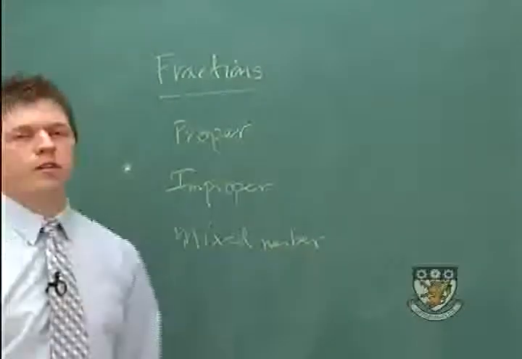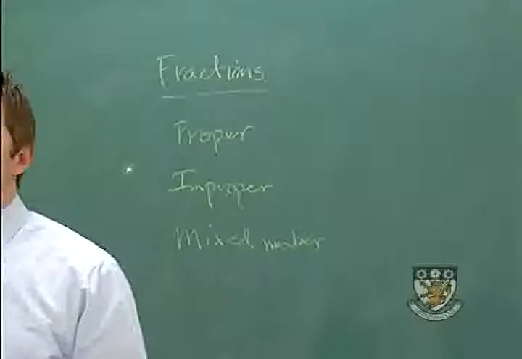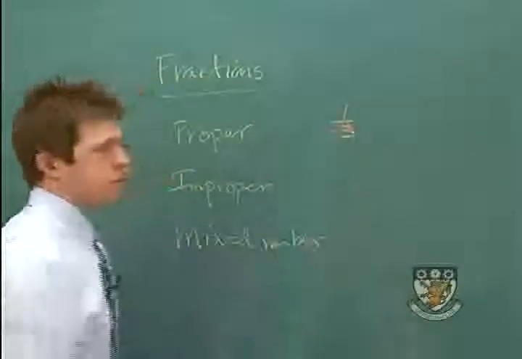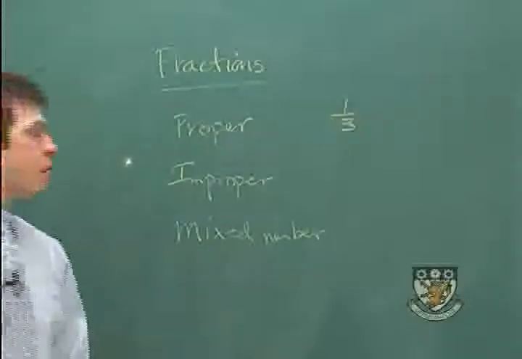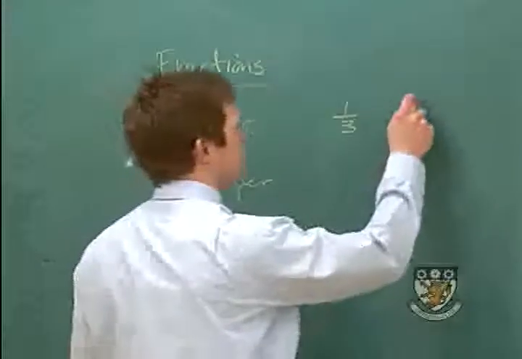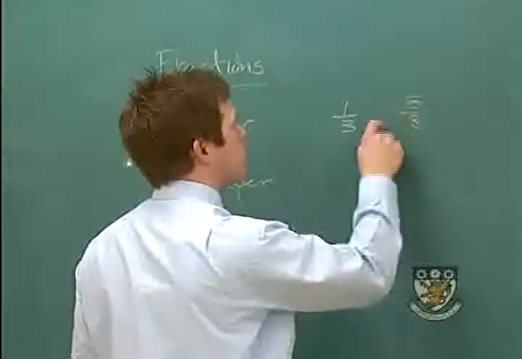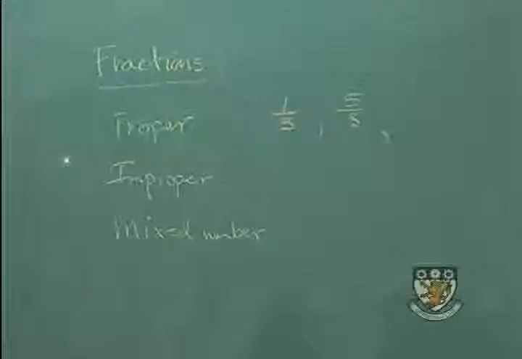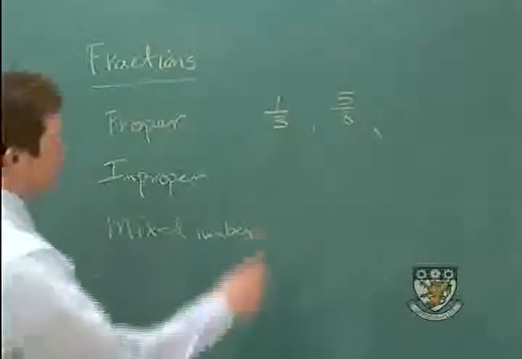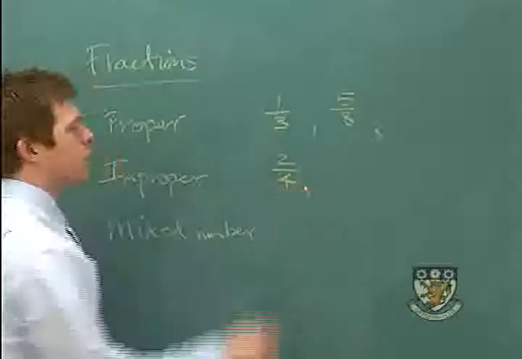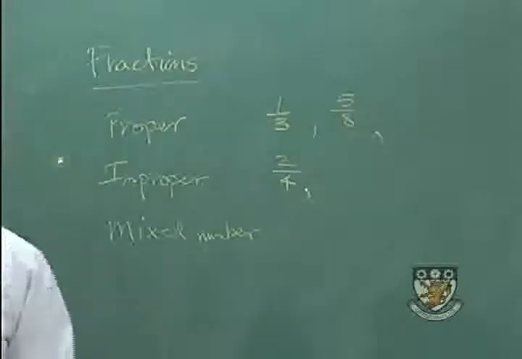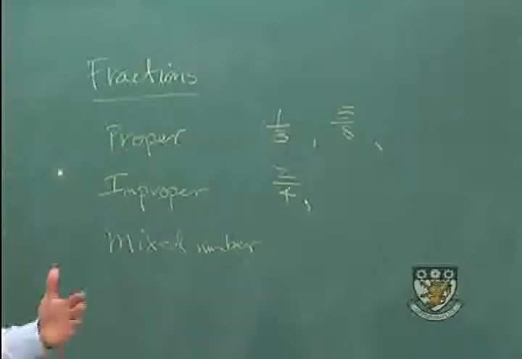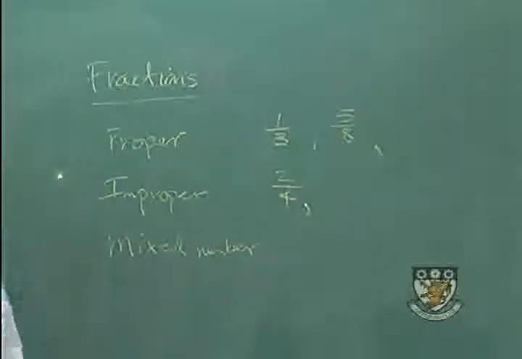A proper fraction is a fraction that's been completely reduced down to the lowest terms. For example, 1/3. 1/3 is a proper fraction. 5/8 is a proper fraction. 2/4 is not reduced to its lowest terms. You're supposed to always reduce whenever you possibly can. We know that 2/4 can reduce to 1/2.